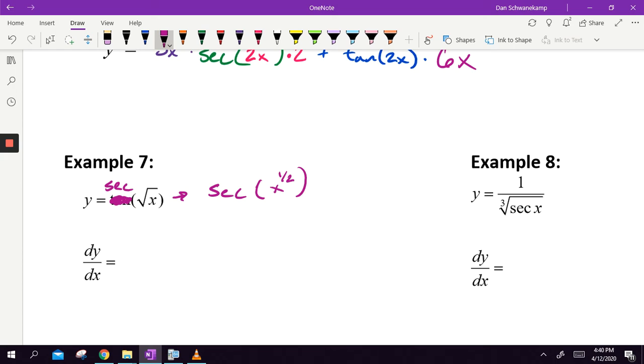I don't need product rule. I don't need quotient rule. All I need is chain rule. I've got an outside. I've got an inside. So let's do it. I got to take the derivative of secant. That's the mama function. Take the derivative of the mama. Well, the derivative of secant would be secant tangent.